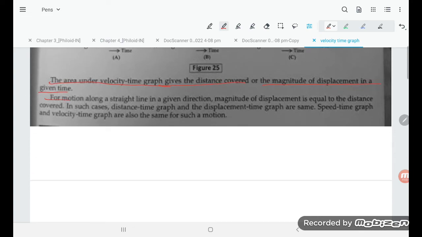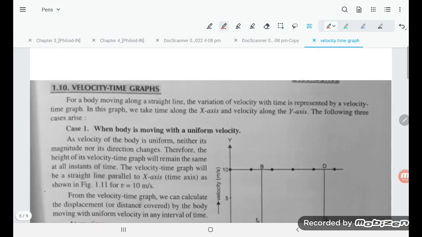For a motion along a straight line in a given direction, the magnitude of displacement is equal to the distance covered. In such cases, the distance time graph and the displacement time graph are the same, and the speed time graph and velocity time graph are also the same for such a motion.